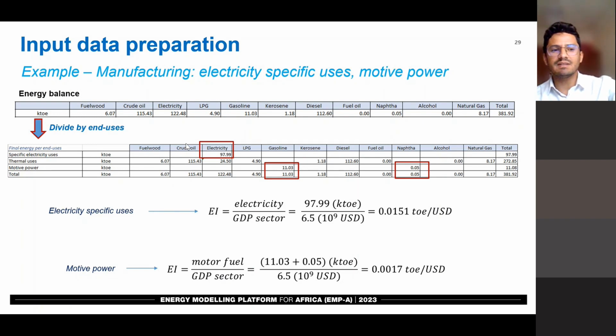We took electricity consumed in manufacturing. The first split of electricity is between specific use and thermal. The big part, of course, will go to specific use of electricity, because there are other energy forms that compete better than electricity to provide thermal energy. That's why generally a small amount of electricity will go to thermal uses.